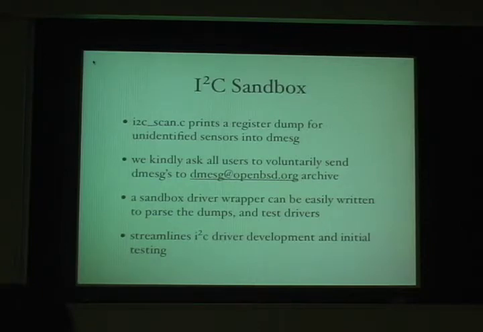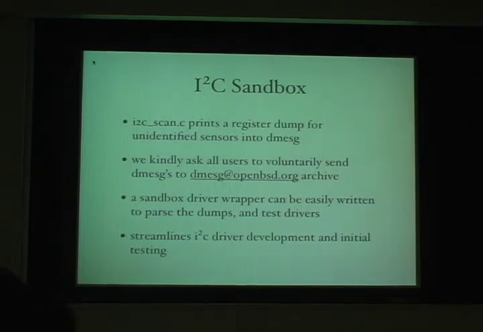This I2C register dump can also be used to write a sandbox driver wrapper, which would parse those dumps and load the driver in userland. And you can test the driver in userland. Basically, you can convert the driver from being a kernel driver to being a userland driver and test it against that I2C dump. So if you want to develop your driver and you don't actually have physical access to the hardware, then you can use it to do the sandboxing.